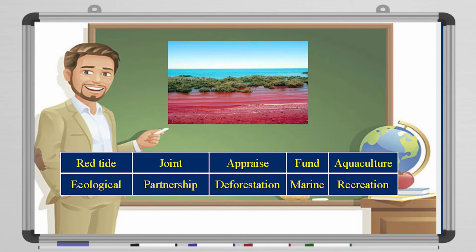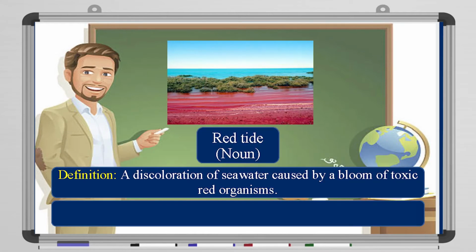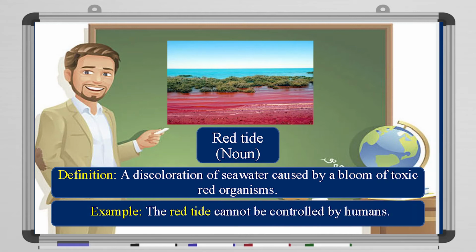Let's look at the other word. So there's a tide, and it's in the color of red. It cannot get any easier than this, guys. It is red tide. So red tide is a noun, and it is the discoloration of seawater caused by a bloom of toxic red organisms. So let's look at the example. The red tide cannot be controlled by humans. Did you get that one? It was pretty easy, right?